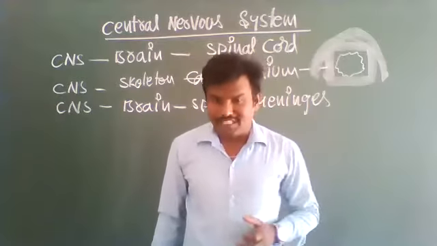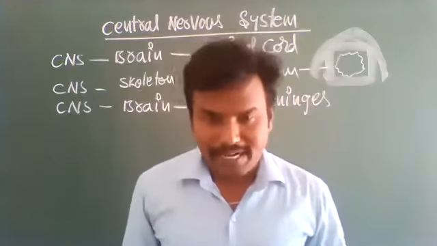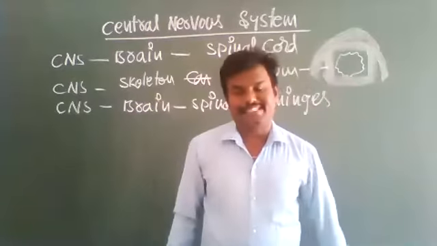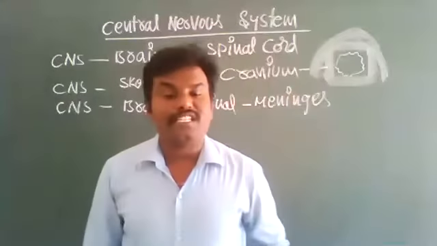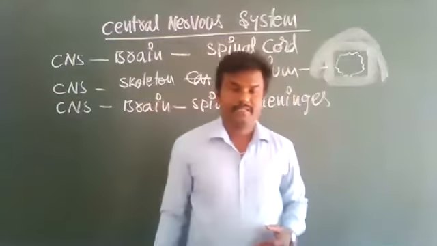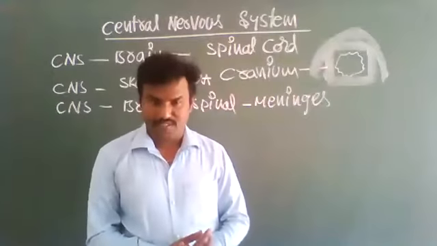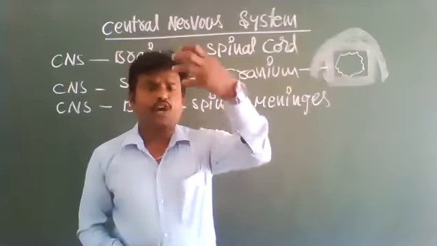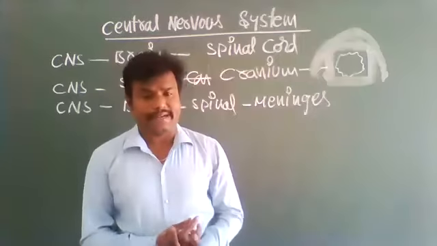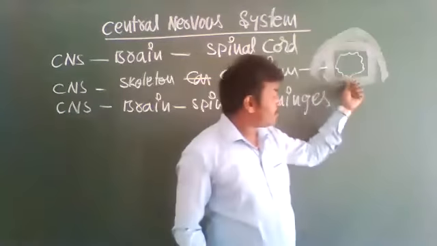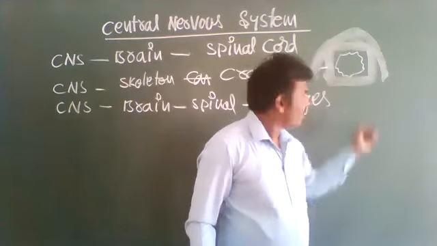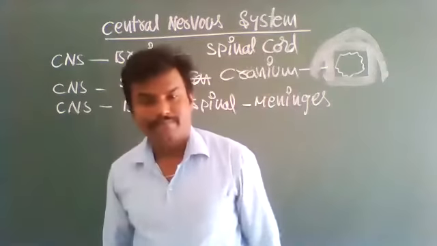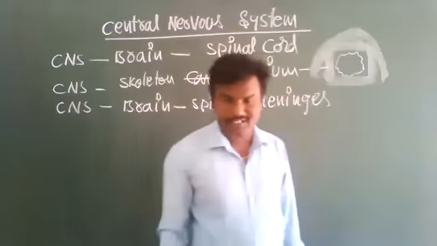Then the spinal cord is protected by the vertebral column. The brain is protected by the cranium, or the bony case, and the spinal cord is protected by the vertebral column. As we discussed in the earlier chapter, from the brain the spinal cord arises, and inside of the vertebral column the spinal cord is present.